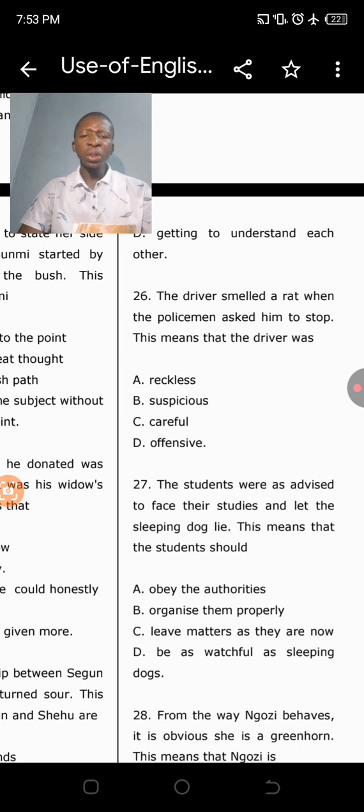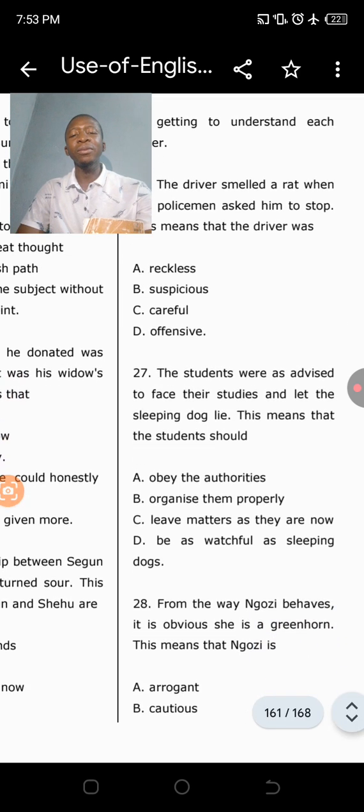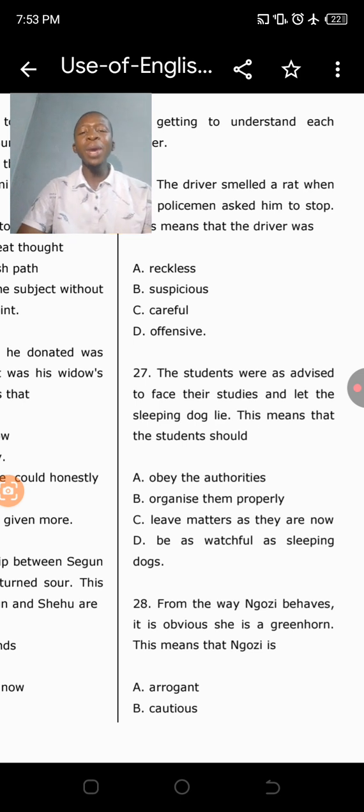Now, question 27 states that the students were advised to face their studies and let the sleeping dog lie. Let the sleeping dog lie. I believe a lot of people must have come across that statement. Just let the sleeping dog lie. Wow. Does it mean we should allow our dogs to lie and keep sleeping? No. So what is actually our answer?